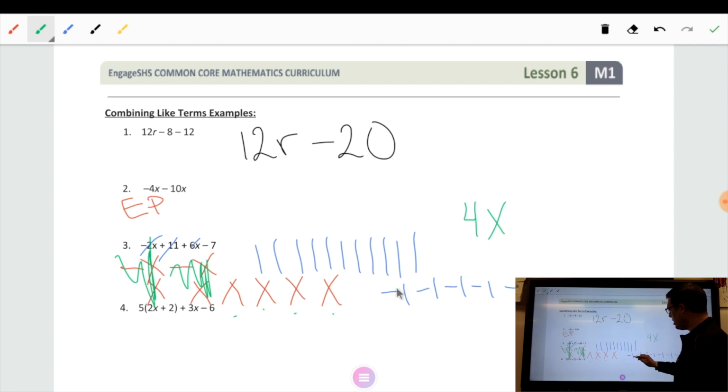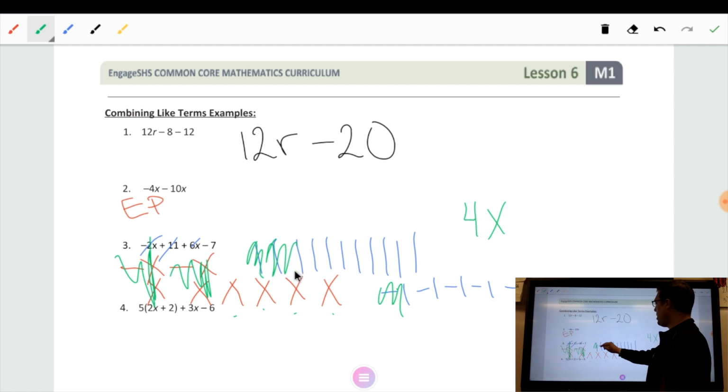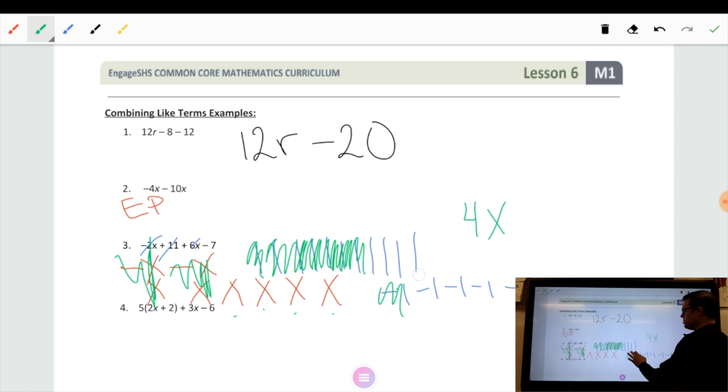Continue that idea. A negative and a positive cancel out. So 1, 2, 3, 4, 5, 6, 7 negatives will cancel 1, 2, 3, 4, 5, 6, 7 positives. And I'm left with 1, 2, 3, 4, just the number 4. So this whole expression, number 3, simplifies to 4x plus 4.